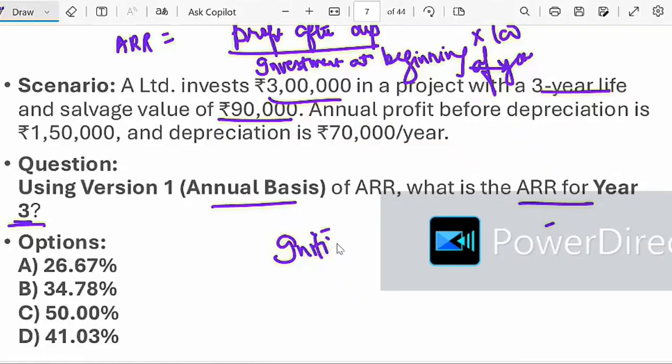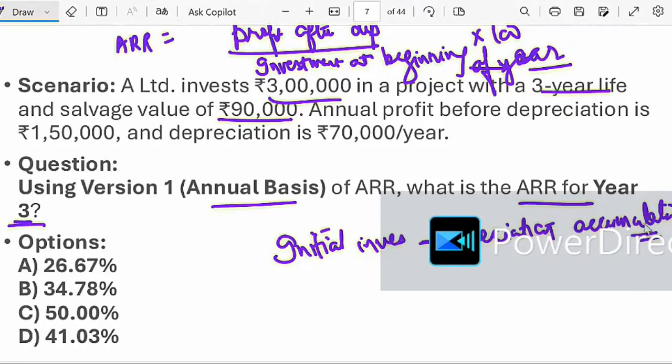You have to find the initial investment, and you have to subtract the depreciation accumulated until that point. Then you will get the investment at the beginning of the year, right? So from the initial investment, subtract the depreciation accumulated, right? And this is how you calculate the investment at the beginning of the year.